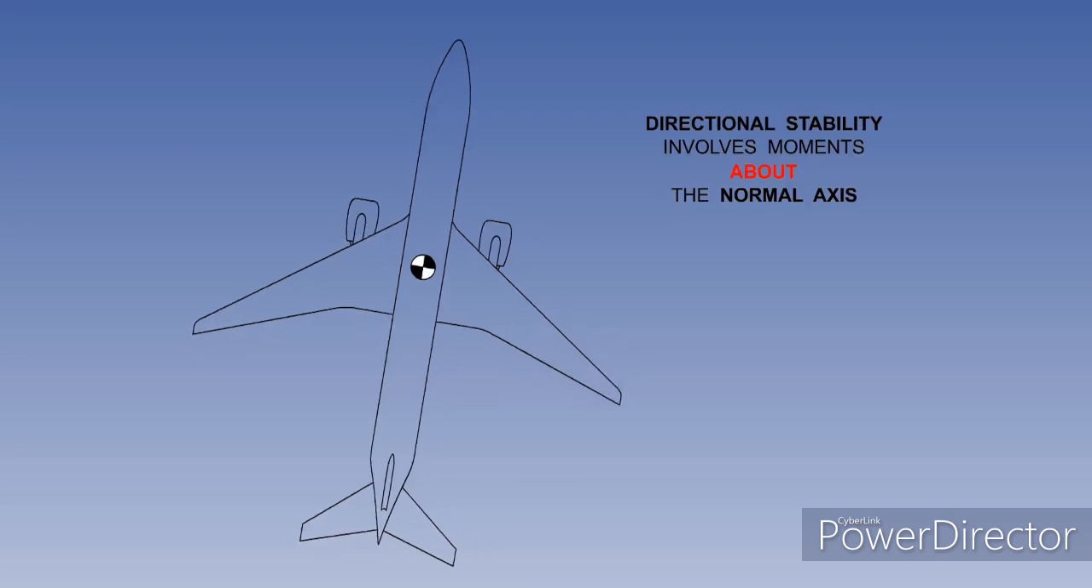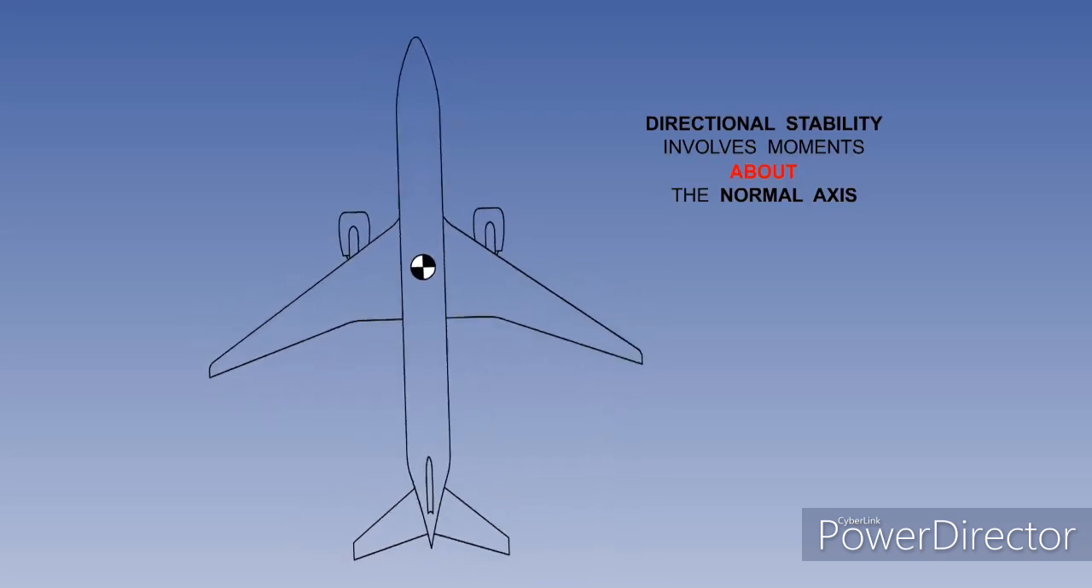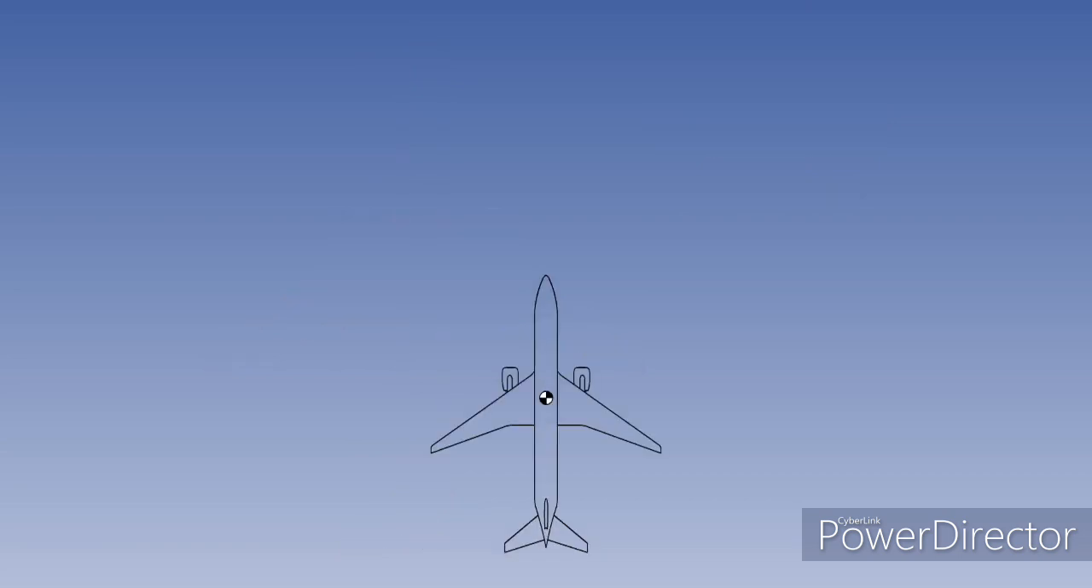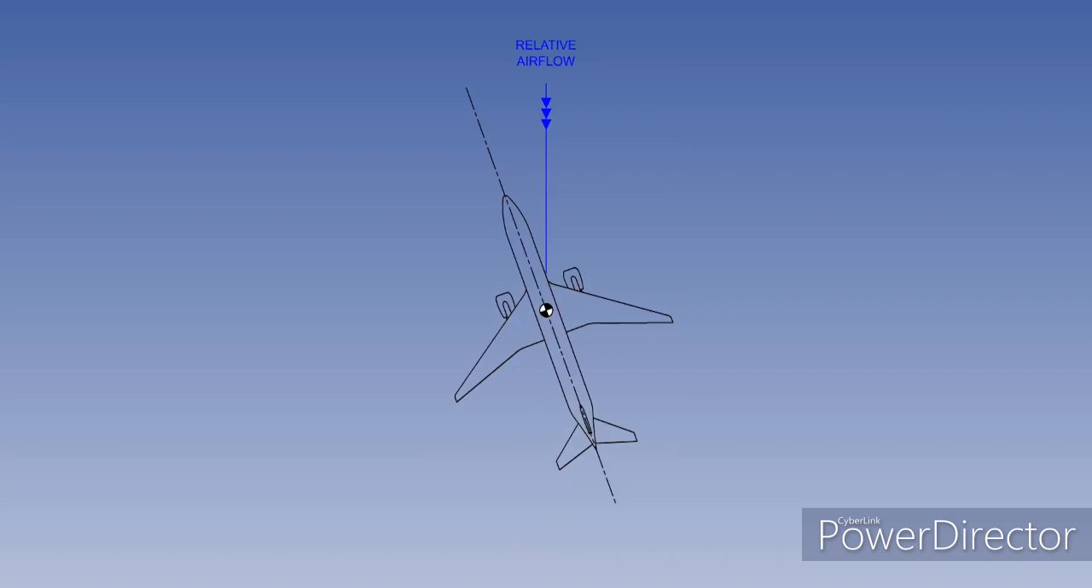Directional stability involves moments about the normal axis and their relationship with yaw or side-slip angle. A disturbing force has yawed the aircraft to the left. The angle between the relative airflow and the longitudinal axis is called the side-slip angle. This is a positive side-slip angle. If the aircraft is yawed to the right, it would be a negative side-slip angle.